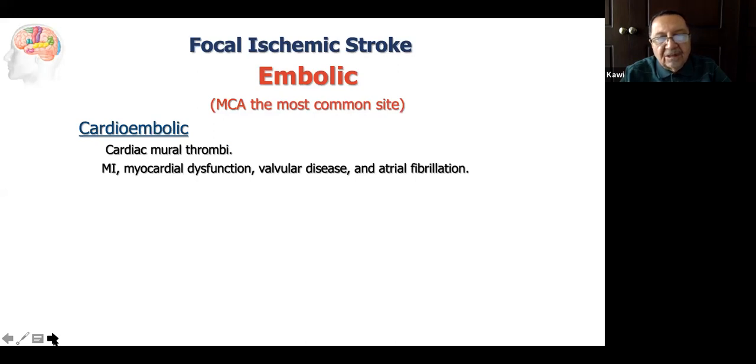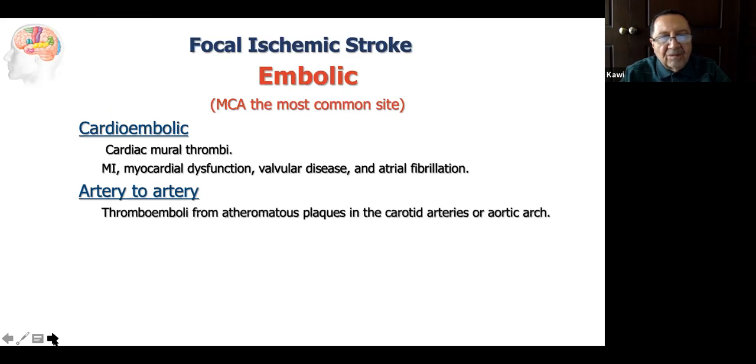Valvular disease, either mitral stenosis or mitral regurgitation, predisposes to atrial fibrillation and formation of clot within the atrium. There is another form of embolism, it's artery to artery. That means that a clot will form in the artery, either in the aorta or in the carotid artery at the bifurcation, and then it will be dislodged from the area that it formed by the bloodstream and travel distally to occlude one of the blood vessels.